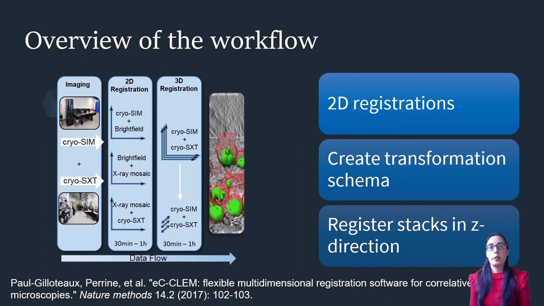This is an overview of each step in the correlation process. We'll first use a set of 2D registrations, and these are then combined into a 3D transformation matrix. This can then be applied to the SIM 3D image Z stack. And after that, we'll register the stacks in Z.